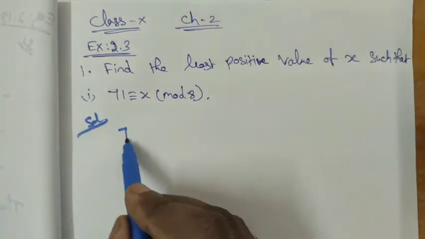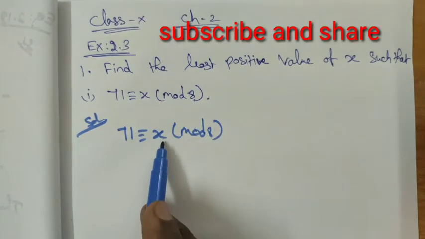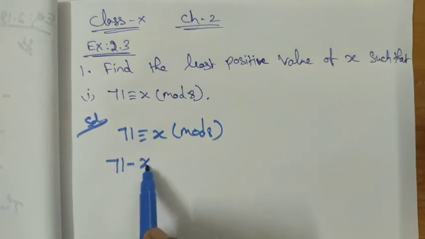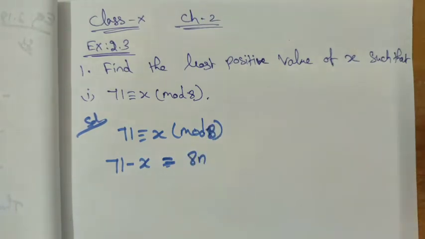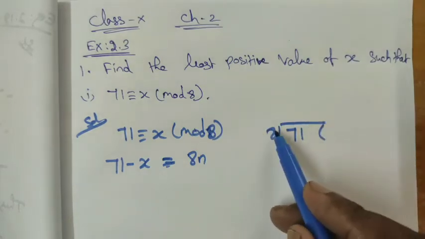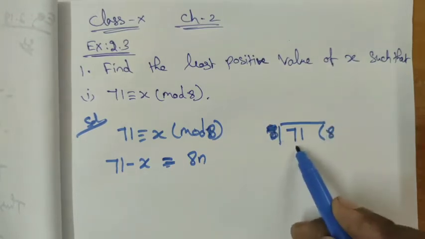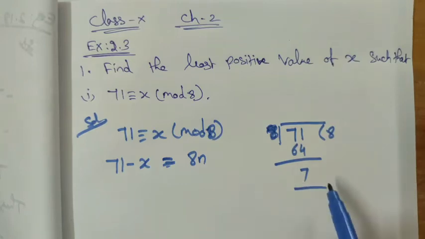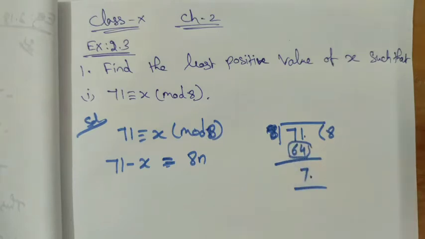Solution. So 71 congruent to x mod 8, I take this x to another side, that is 71 minus x is equal to 8n, or 8k, whatever we can take it as. Here n is some integer. Now divide 71 by 8, what do you get? 8 8s are 64, remainder is 7. So this 7 should be subtracted from 71, then we get exactly that number 64.